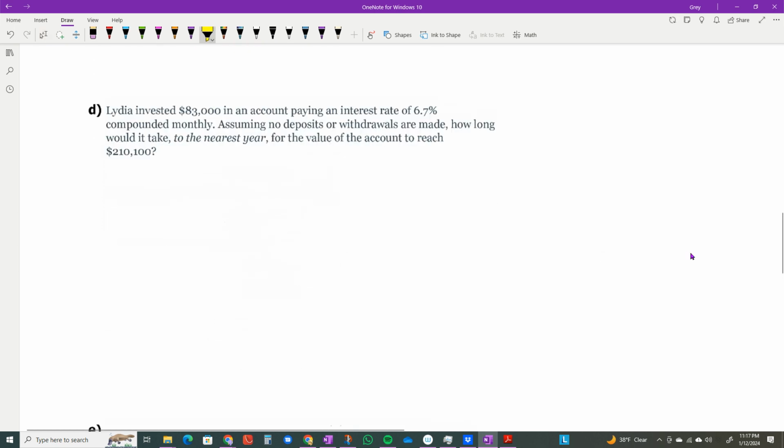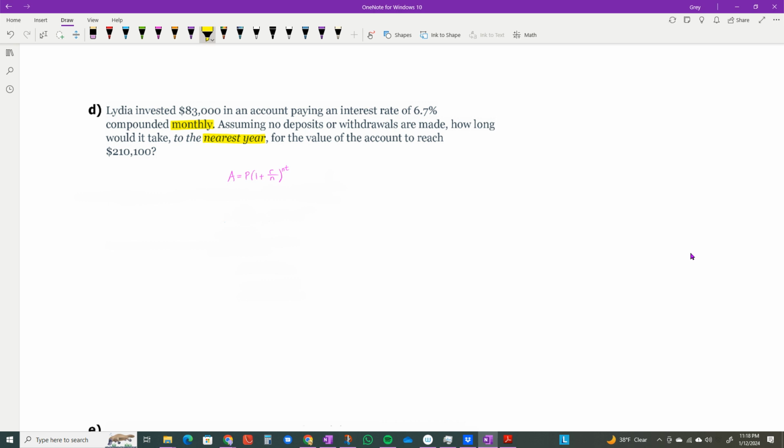All right, 2 more, then we're done. Lydia invested $83,000 in an account paying an interest rate of 6.7% compounded monthly. Okay, so I know you know that N equals 12. Assuming no deposits or withdrawals are made, how long would it take to the nearest year for the value of the account to reach 210,100? So same formula that we just dealt with.